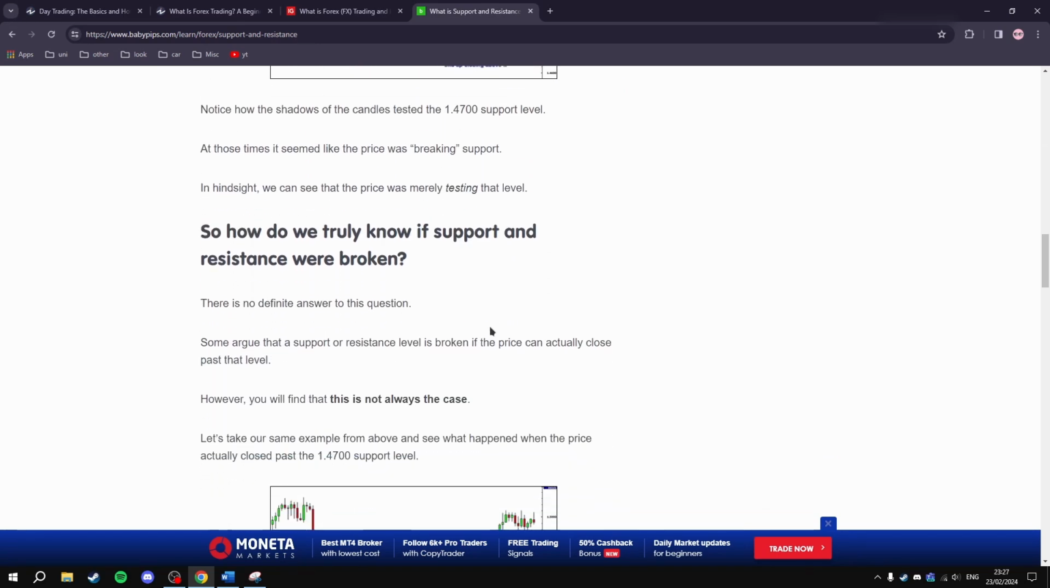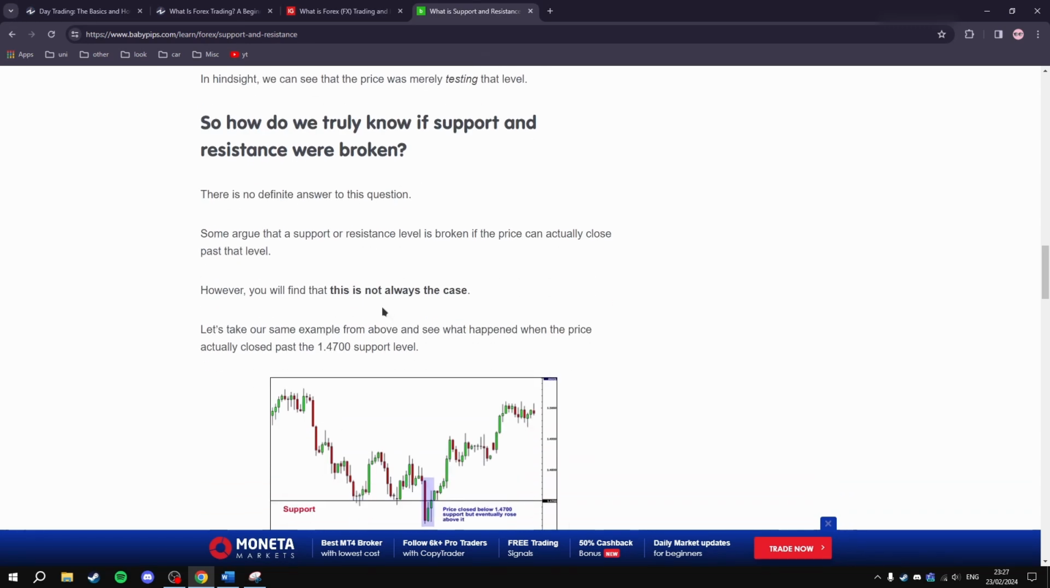So how do we know if support and resistance were broken? There is no definite answer to this question. Some argue that a support or resistance level is broken if the price can actually close past that level.